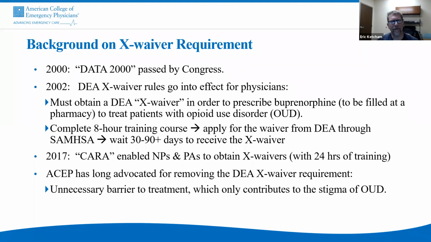So ACEP has long advocated for removing the XWaiver requirement, and we've been particularly vocal about this in the last 2 years with a lot of meetings on the Hill, partnering with a lot of other stakeholders in the field of addiction treatment. I think we can all recognize that the XWaiver is just an unnecessary barrier to treatment, and many of us feel that it just contributes, in fact, to the stigma of opioid use disorder.